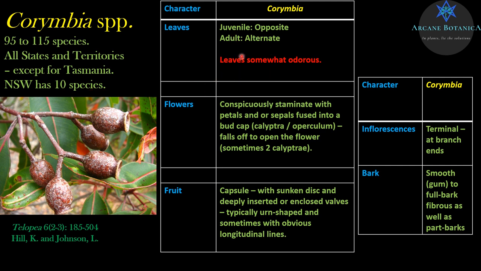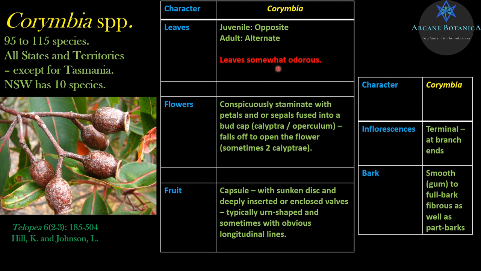But just recapping some things from lecture 1, and I've got a bit of additional information from this paper too, which I'll throw in, which might sort of correct some things from lecture 1. But this is pretty okay. Juvenile leaves are opposite, but they probably quite quickly go alternate. And the adult phase is clearly alternate for Corymbia, as far as I know. Again, I think the leaves are somewhat odorous. I don't think they're really strongly odorous.